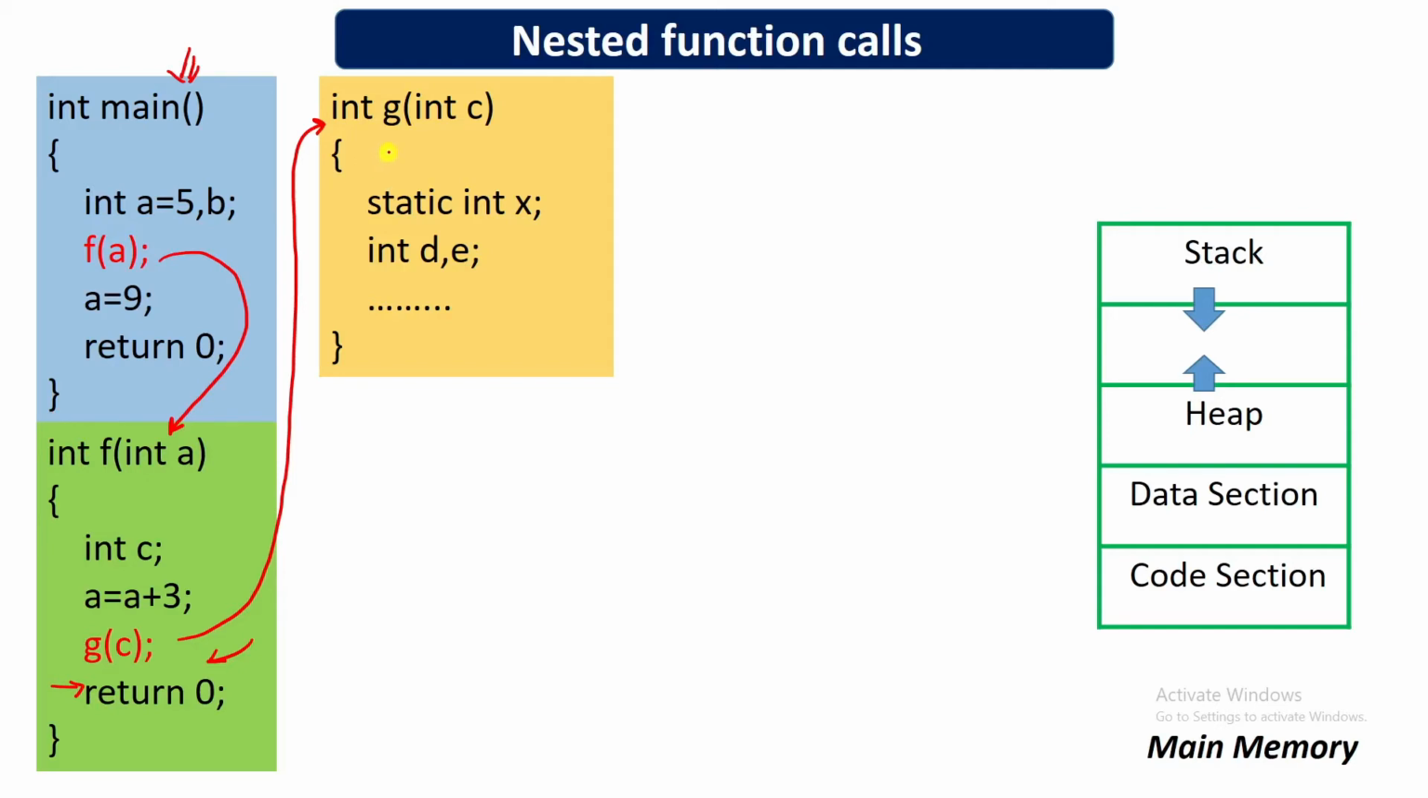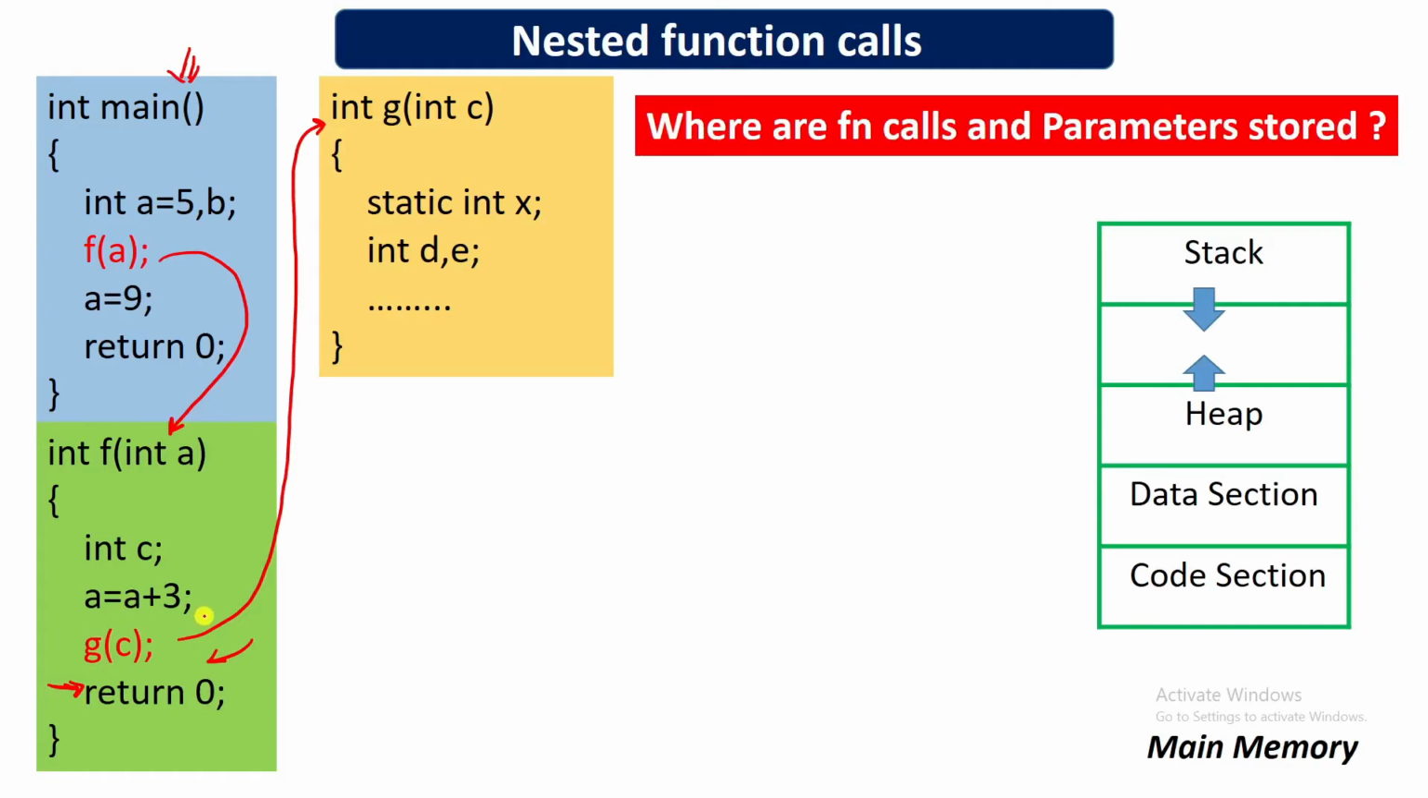The same problem can happen with the g function also. After the g function has done its work, how will it be able to know that it has to return to the f function, right? And inside the f function, it has to return to this line. How will the various functions be able to know where they should return?